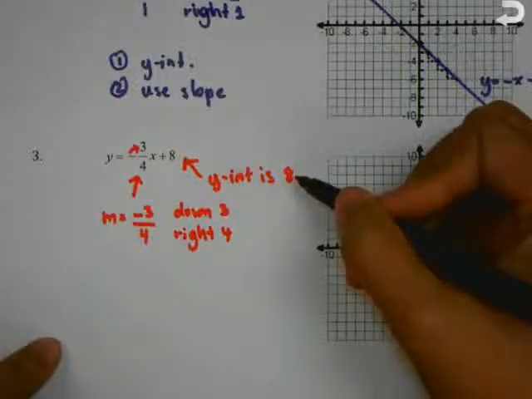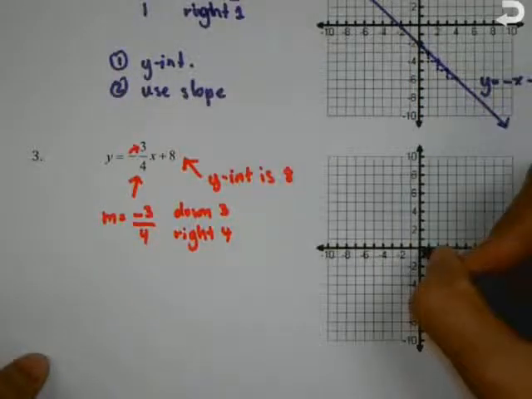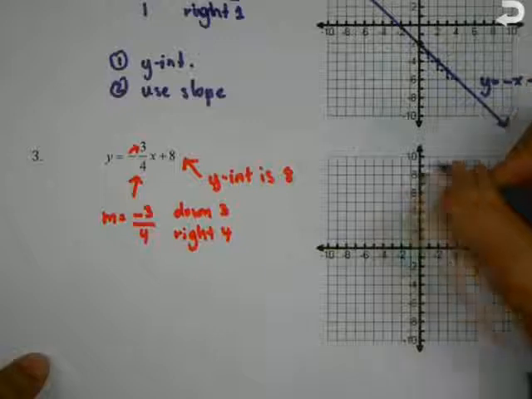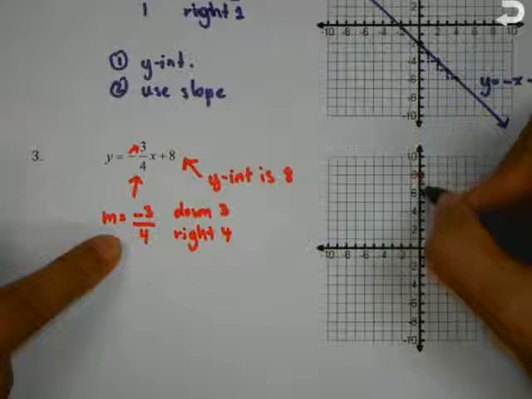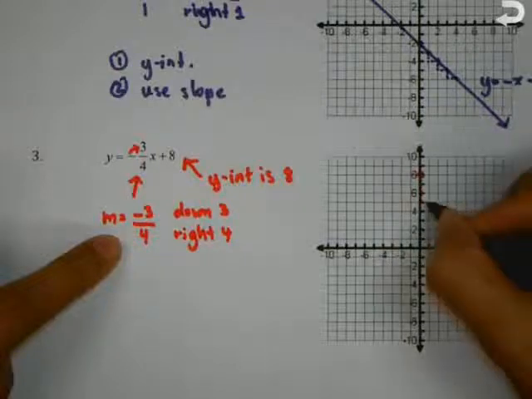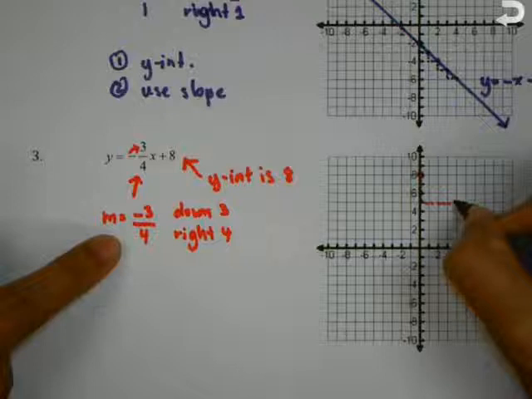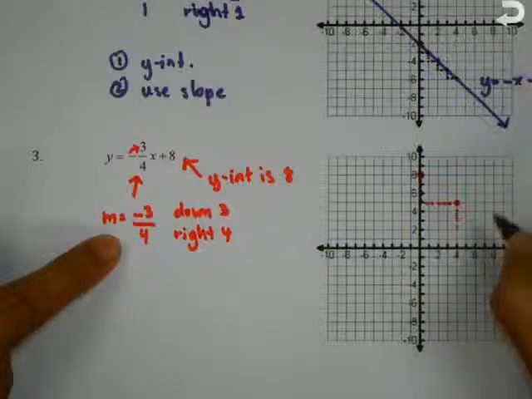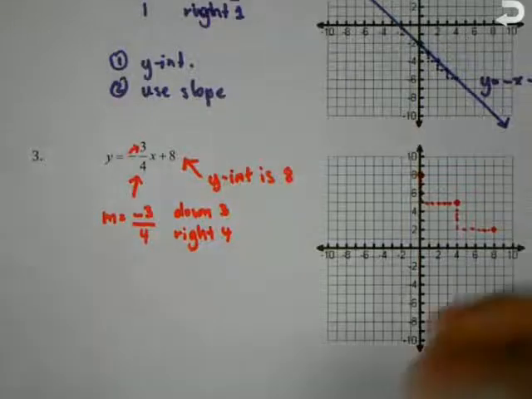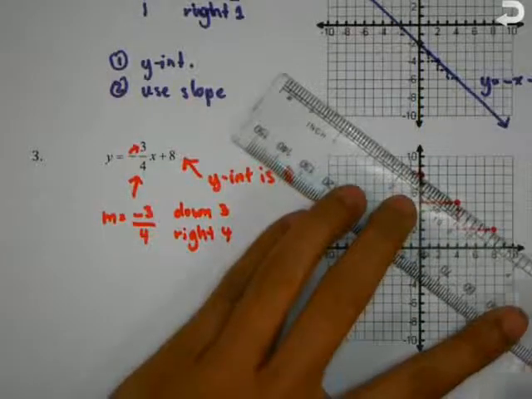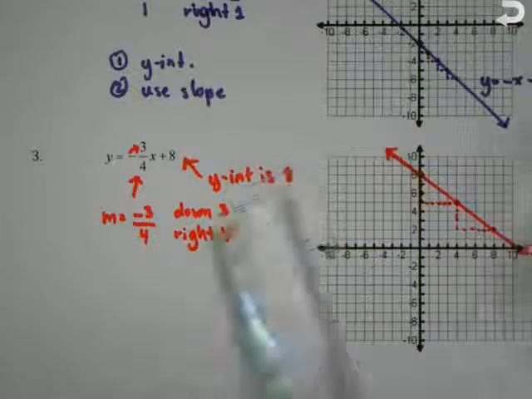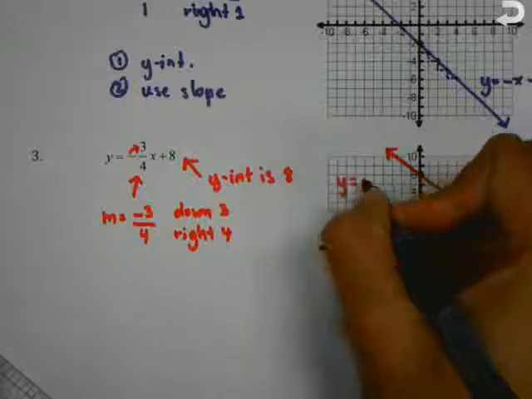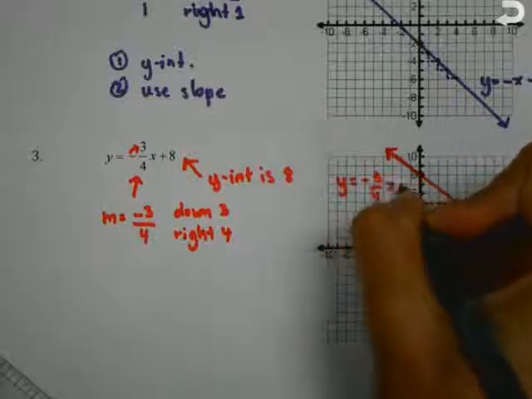Start by plotting your y-intercept, which is 8, so (0, 8), up here. Use our slope, m equals negative 3 over 4. So from that point, down 3, 4 to your right, plot your point. Down 3, and go over right 4, and plot your point. Use your ruler, and draw your line. Label it, and you're done.